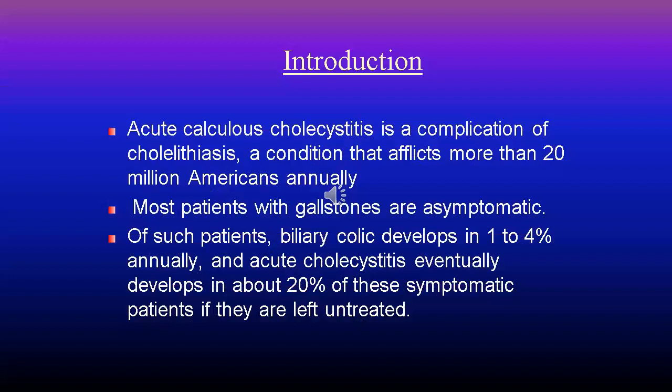So acute calculous cholecystitis is mostly a complication of gallstones, which are common in 10 to 15% of the population. But most patients with gallstones are asymptomatic. What does it mean? It means that these patients do not complain of abdominal pain or dyspepsia or a past history of vomiting due to gallstones, and we can discover the stones accidentally if we do a routine ultrasound. But of these asymptomatic patients, 4% become symptomatic annually. So every year, about 4% of asymptomatic patients turn into symptomatic patients.